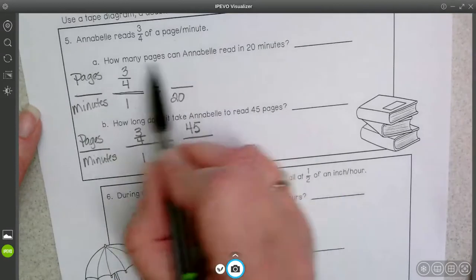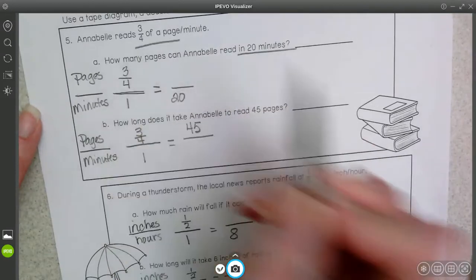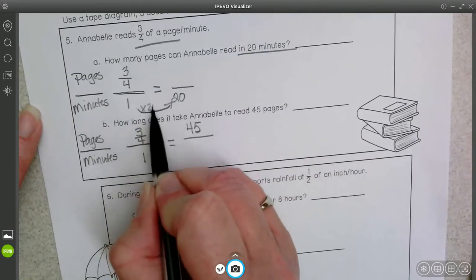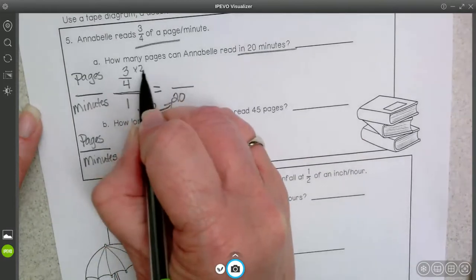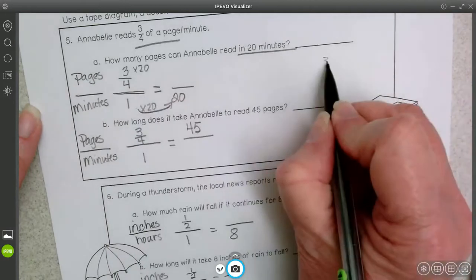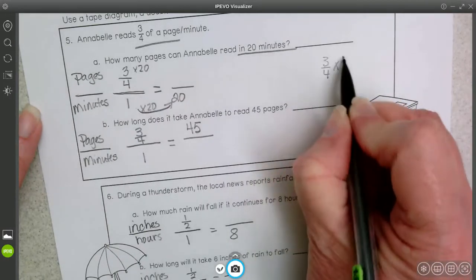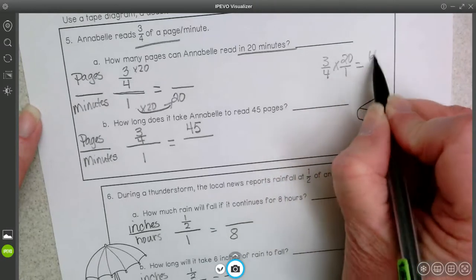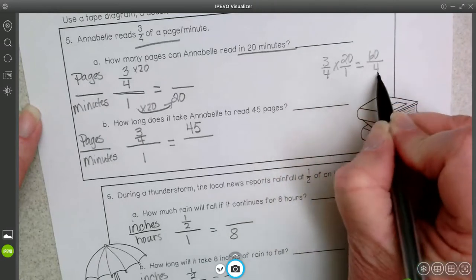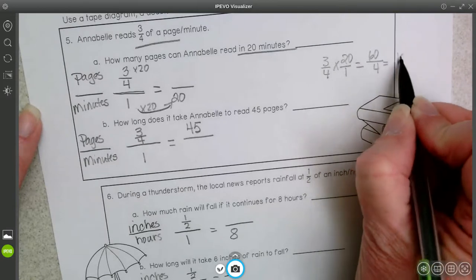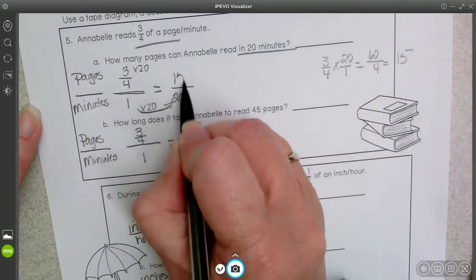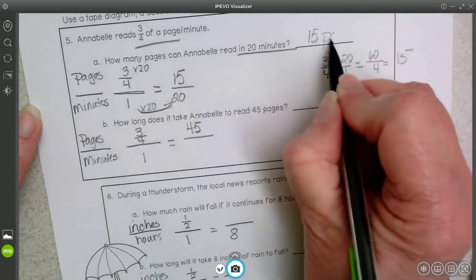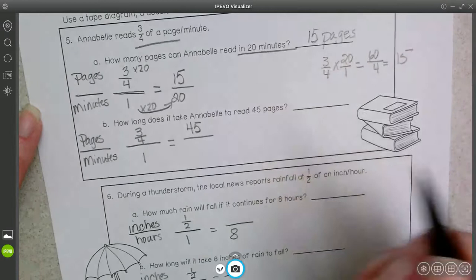So we want to know how many pages Annabelle can read in 20 minutes. Okay, so we've got our 20. So from 1 to 20, it takes times 20. So 3/4 times 20. Okay, so we're going to come over here and we're going to do our 3/4 times our 20, put it over 1. Okay, 3 times 20 is 60. 4 times 1 is 4, and 60 divided by 4 is 15. So that would be 15 pages in 20 minutes. So she can read 15 pages in 20 minutes.